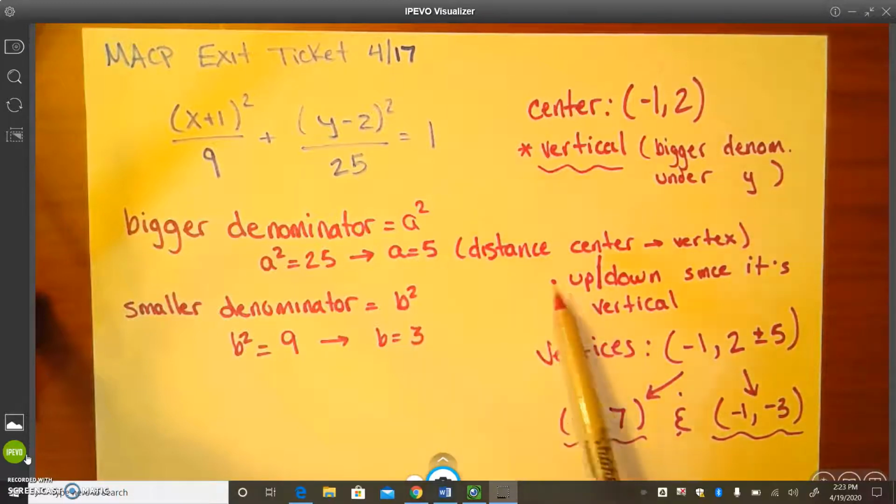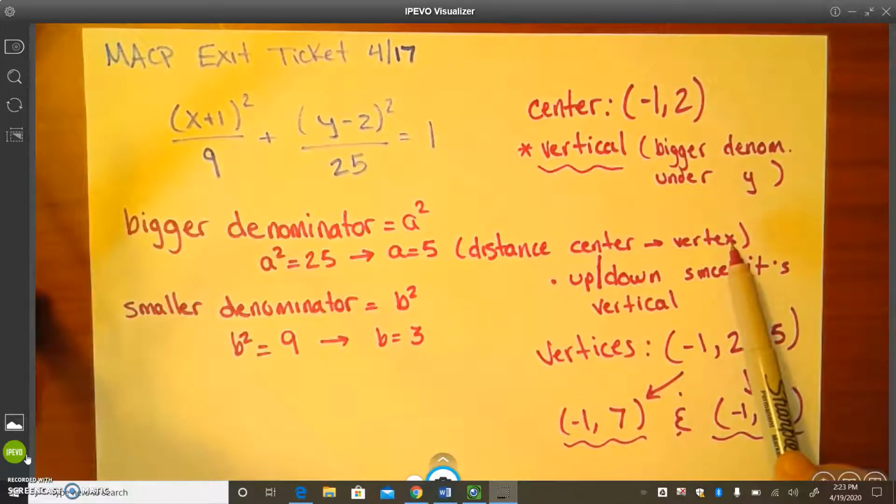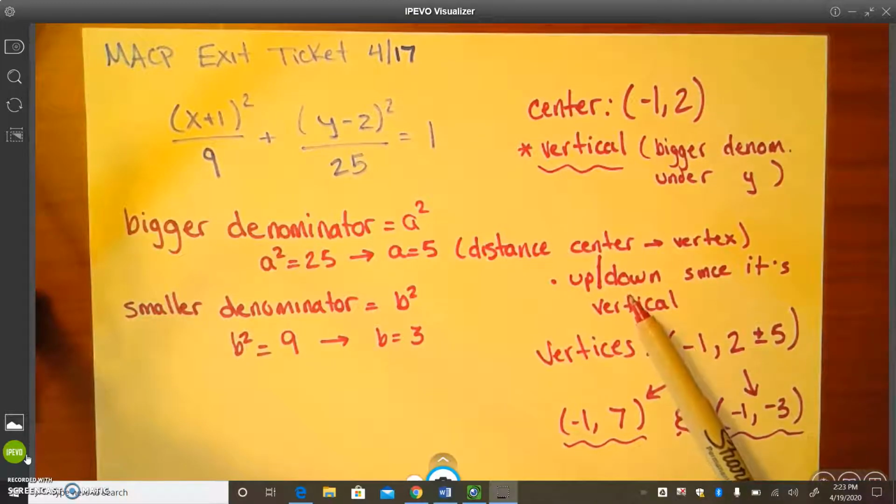And again, A is the distance from your center to a vertex. These are the points that are farthest from the center. They are on the longer diameter of the ellipse. Because it's vertical, I'm going to go A units up and down from the center. So I'm simply adding 5 and subtracting 5 units to the y coordinate, the vertical coordinate, and that's where I end up with these two ordered pairs.